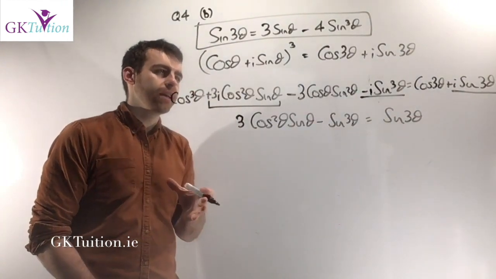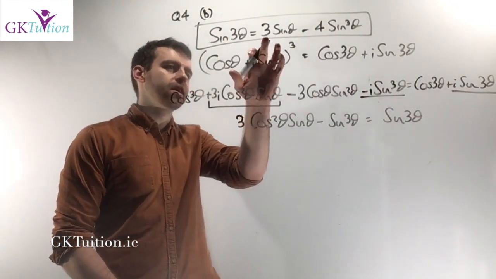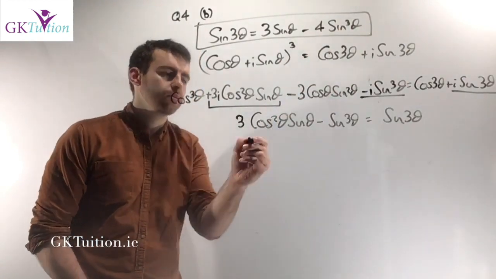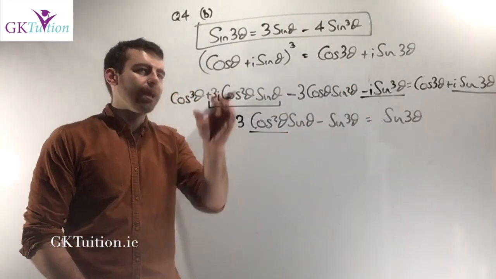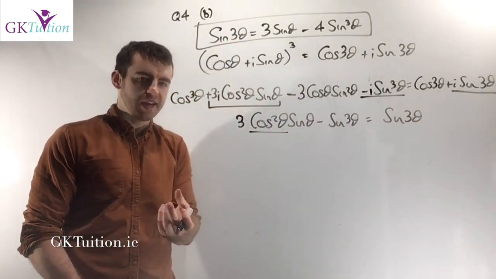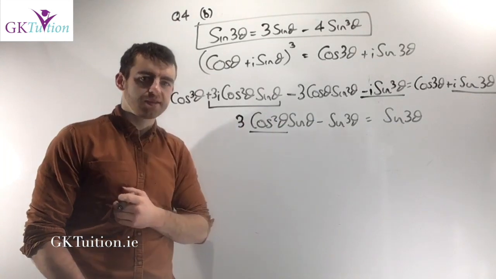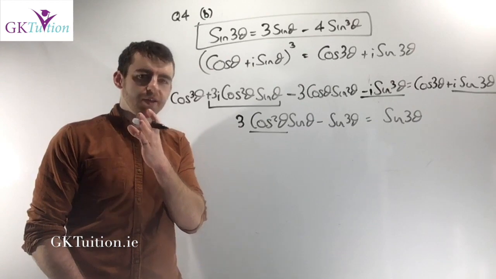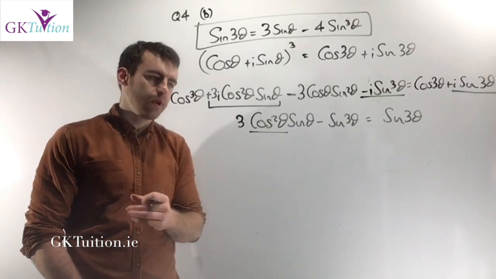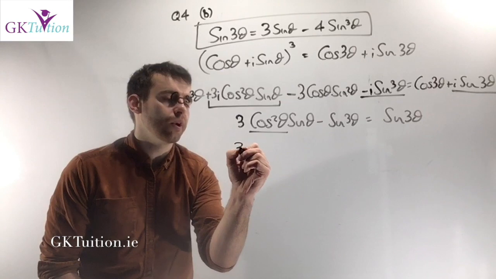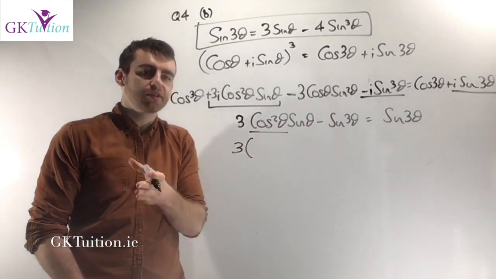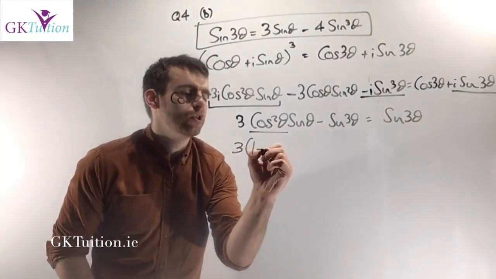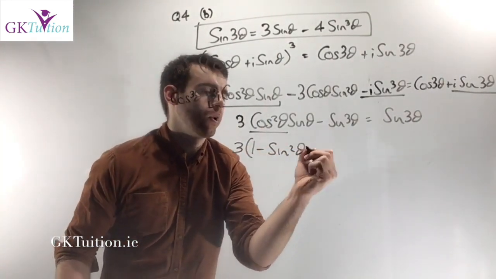I'm trying to manipulate it so that the left-hand side is 3 sin θ minus 4 sin³θ. Obviously, my issue at the moment is the cos²θ. In my answer, I want to have only sin θs, so I need to get rid of the cos. On the top right-hand corner of page 13 in my maths tables, it tells me that cos²A plus sin²A is equal to 1. If I isolate cos²A, it tells me that cos²A is equal to 1 minus sin²A. Or in other words, for cos²θ, I can substitute in 1 minus sin²θ.